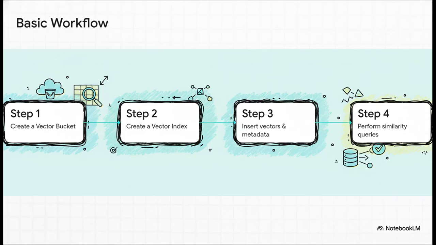So when you put it all together, the whole process is actually, well, it's pretty darn simple. You create the bucket, you define your index with those settings we just talked about. You load up your vectors and your metadata, and then you just start querying. It's a really clear, straightforward path to get powerful semantic search running.